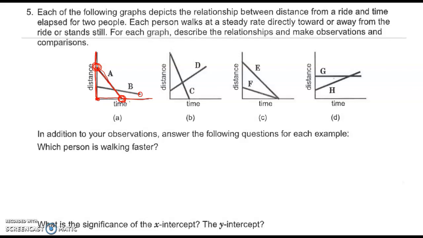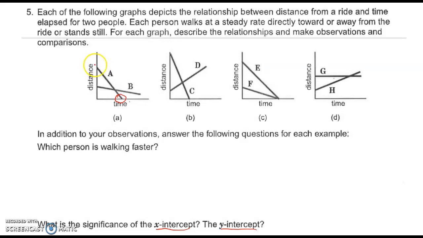Another question that I got this week and we didn't answer as a full group was the significance of the x-intercept and the y-intercept. The intercept is where it touches either the x or y axis. So if I look at my x-intercept here, the x-intercept is where this graph touches the x-axis. So what does the x-intercept tell me? It tells me what time person A got to the ride.